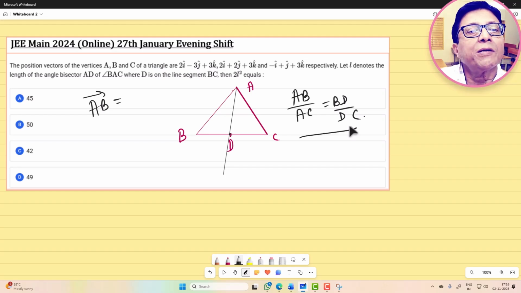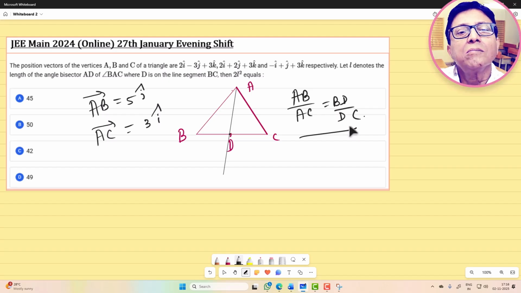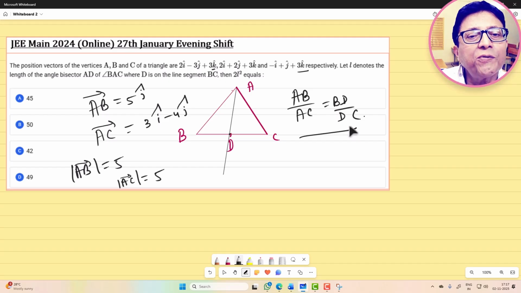AB vector is position vector of B minus A, i gets cancelled, 5j. And AC vector is what? This is 3i minus 4j. Oh my God, 3k getting cancelled. So mod AB is what? Mod AB is 5. Mod AC is also 5. Fantastic.